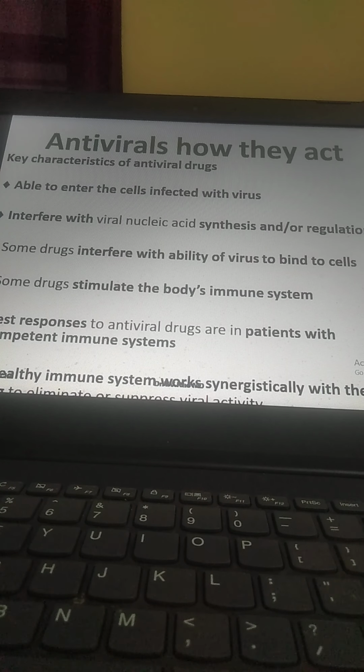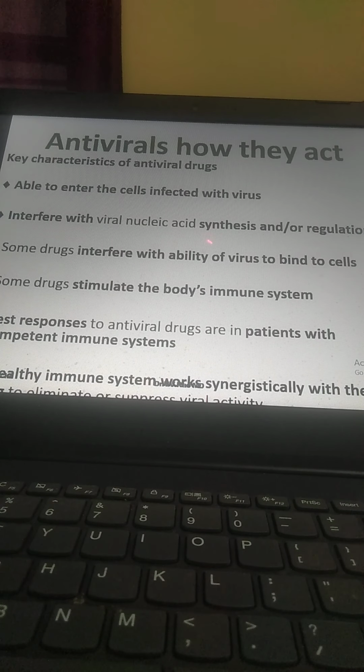So antiviral drugs, how do they act? Key characteristics of antiviral drugs: they are able to enter the cell infected with virus. Then they interfere with viral nucleic acid synthesis and/or regulation. Some drugs interfere with the ability of a virus to bind to cells.